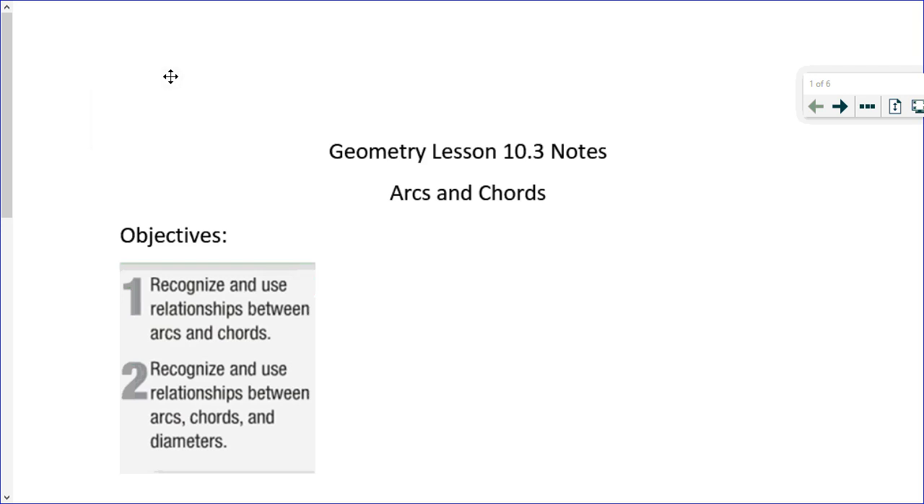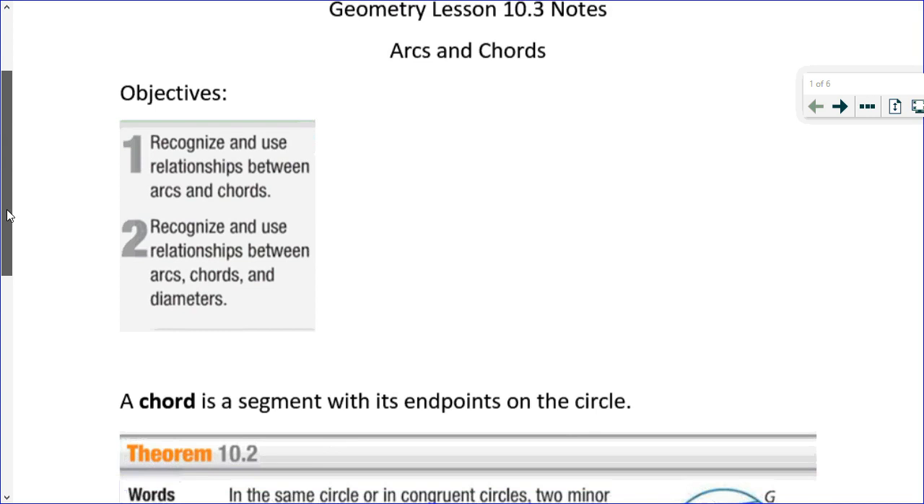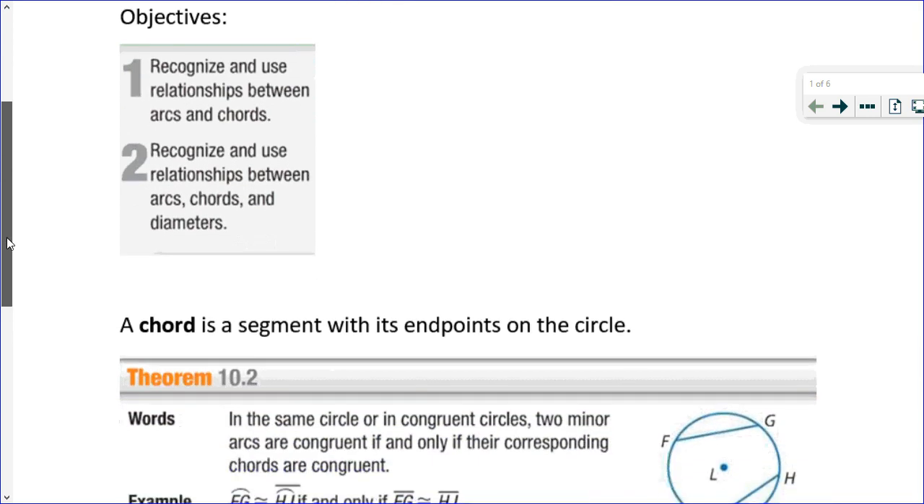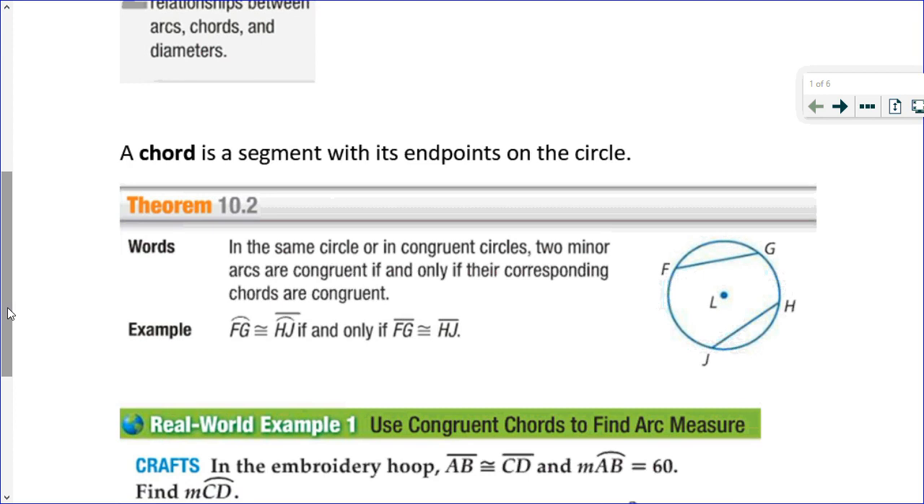Alright, hello everyone. Today we're going to talk about lesson 10.3, which has to do with arcs and chords. Our objectives will be to recognize and use relationships between arcs and chords, as well as recognize and use relationships between arcs, chords, and diameters. Just as a refresher, a chord is a segment with its endpoints on the circle.